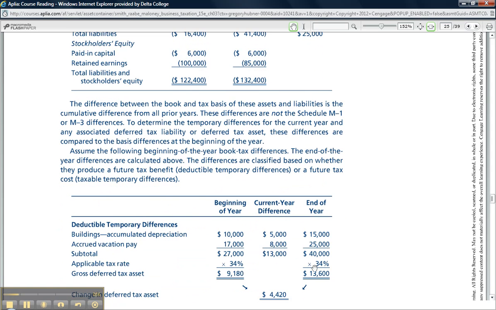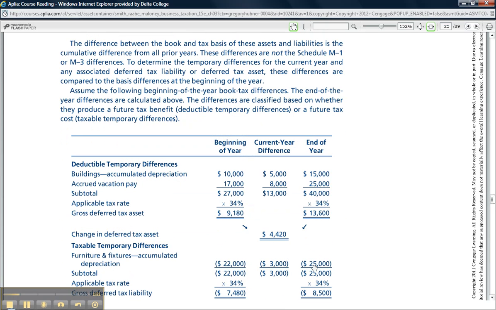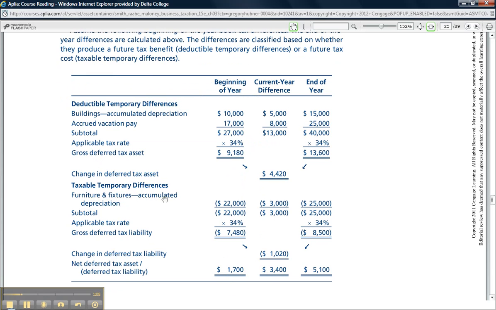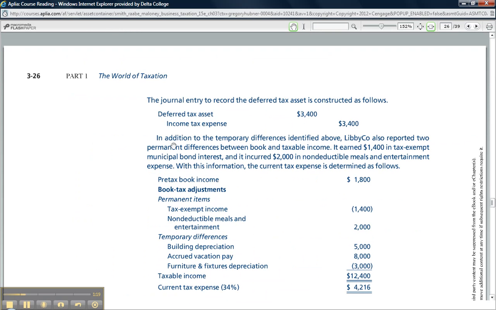and liability amounts are. You can see how you categorize the timing differences as either deductible temporary differences, meaning they're going to be future deductions, or taxable temporary differences, which means they're going to be future increases to tax liabilities. So it shows you beginning and end of the year. So try to follow through this example and see what makes sense. And then you get the journal entries.